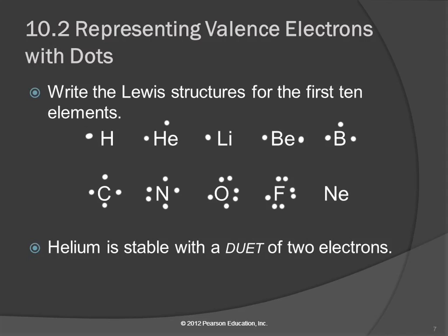And then neon is going to have 8. And so it's going to have 2 on each side. And that's like the perfect. 8 is kind of a magic number in terms of electrons.